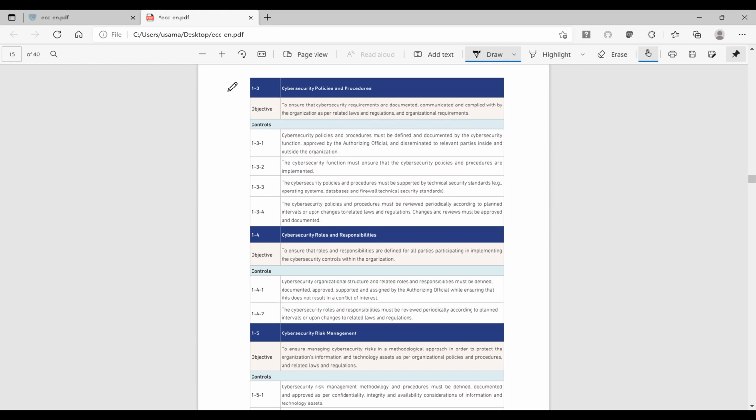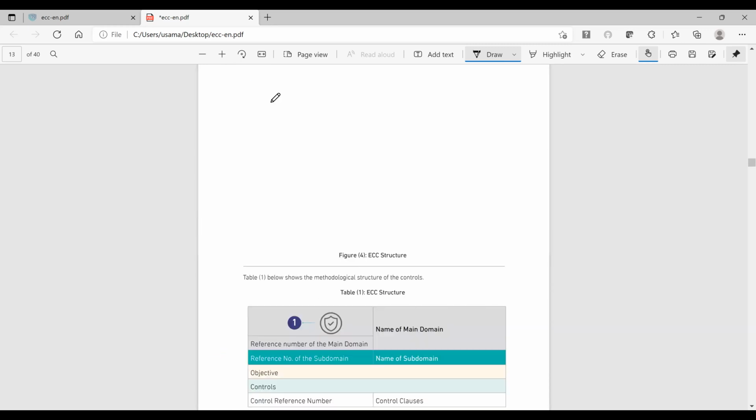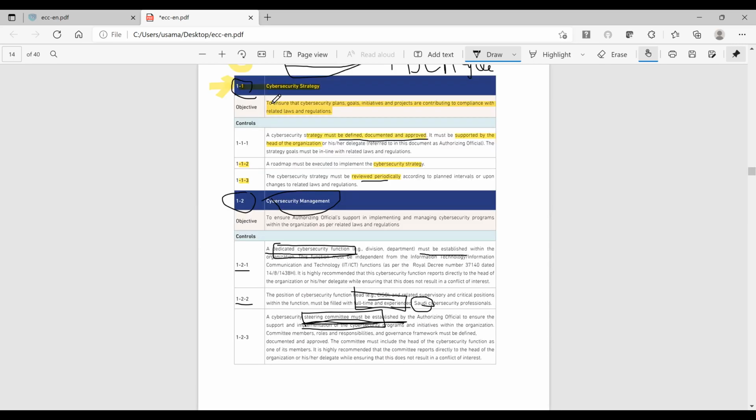In subdomain 1.3, this is the third control. The first control was the cybersecurity strategy, then cybersecurity management. This means that you must have a strategy, you must have a policy, you must have management support, where you have a team, you have an organization, you have a manager, and so on.